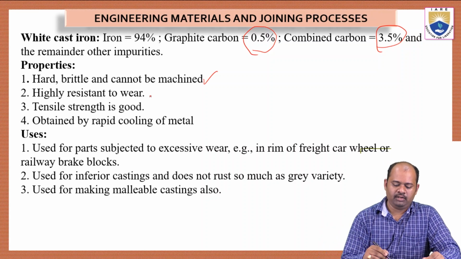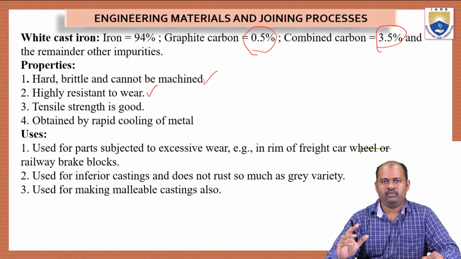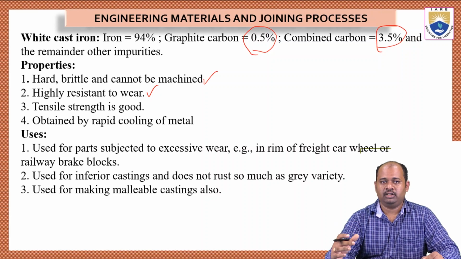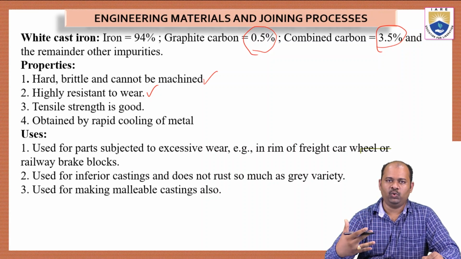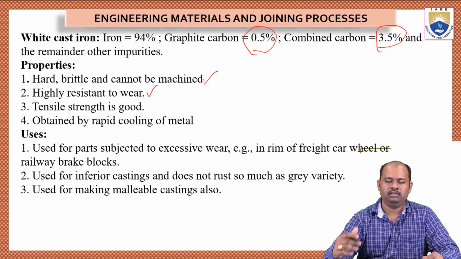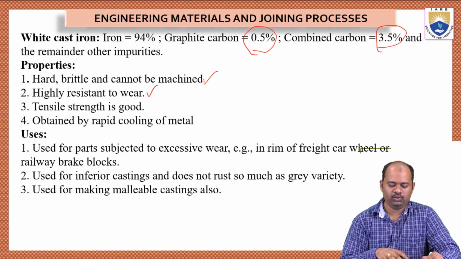The second property is that it is highly resistant to wear. Whenever an object is made of white cast iron, it does not wear easily. This property makes white cast iron very important. Why? Because it is used where we have to make tools for machining other metals. Along with that, there are some other applications where white cast irons are used. We are going to see those uses later in this slide.